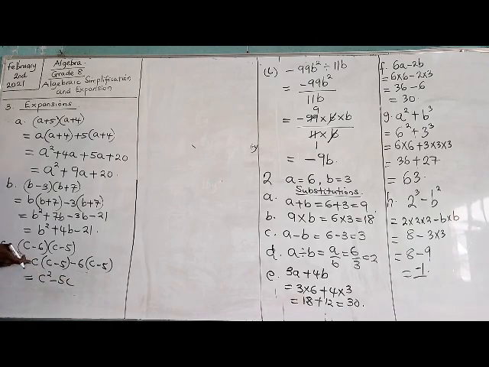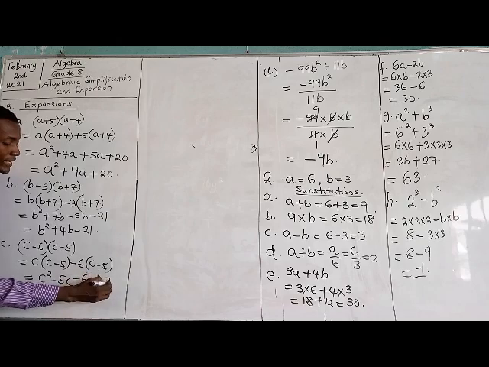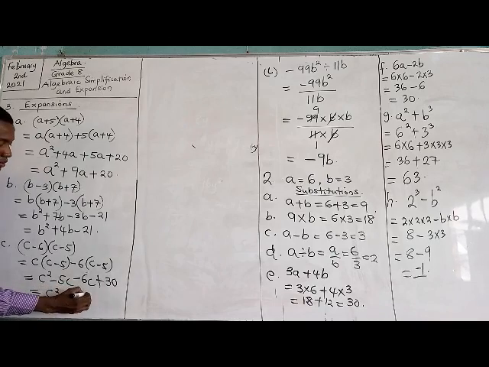minus 5C. This is positive times negative. That will be a negative number letter. And if this is negative, it will change the content of the bracket, and it gives you negative 6C. Negative times negative will give you what? Positive. And that will give you plus 30. So what does that give you? That will give you C squared minus 11C plus 30 as your final answer.